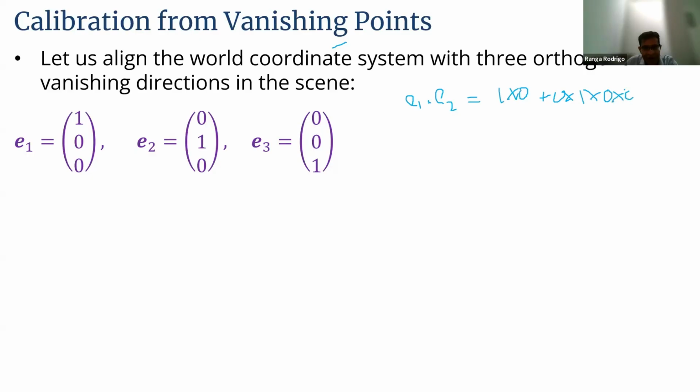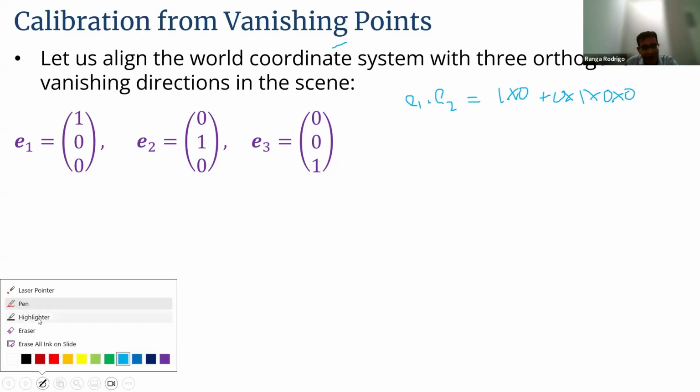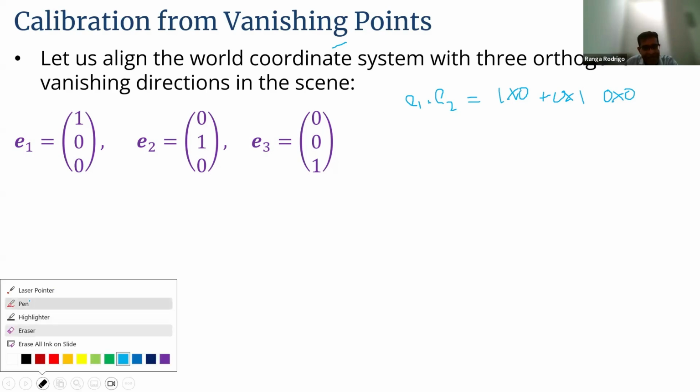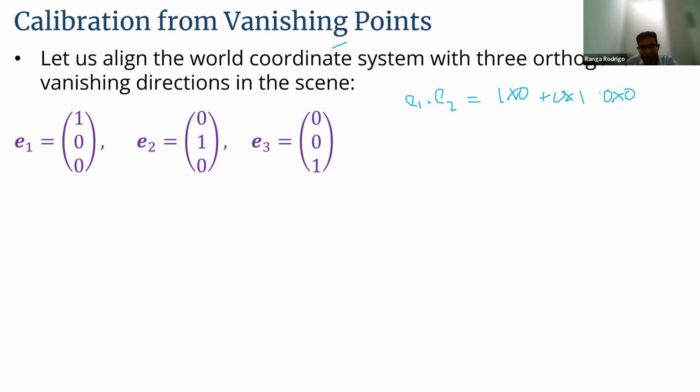That's a dot product. You multiply these things individually and add them. That's how you get the dot product. You can see that this is 0. What that means is they are perpendicular. So we can take orthogonal directions in the image and apply this constraint.